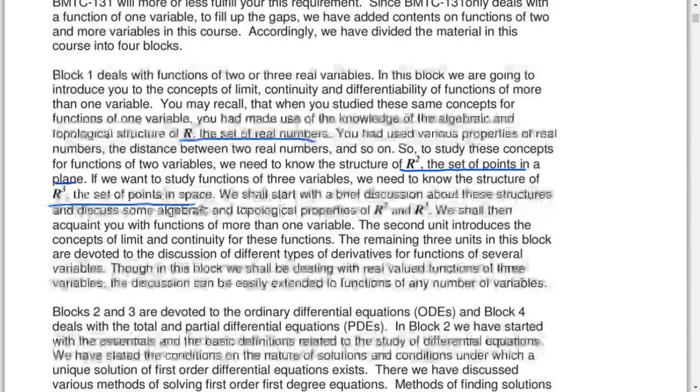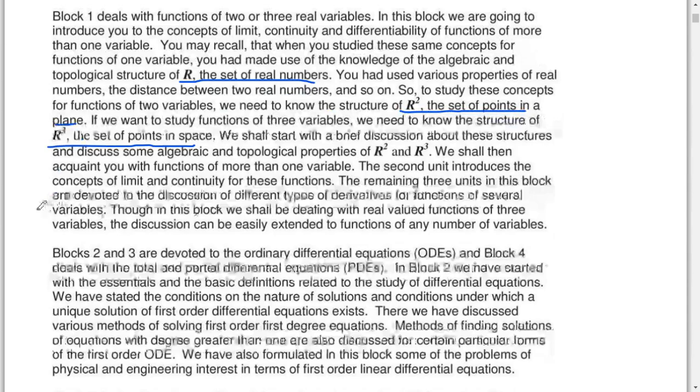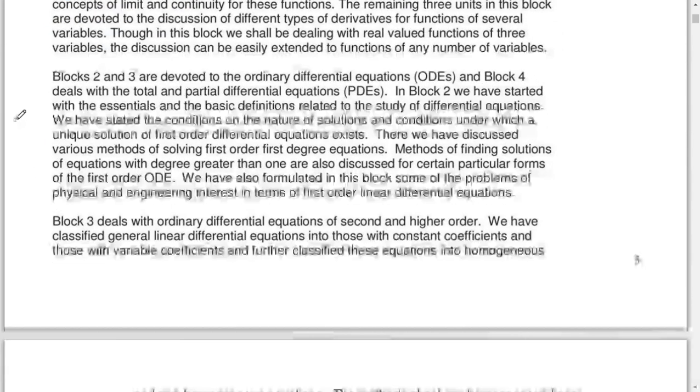The remaining 3 units in this block are devoted to the discussions of different types of derivatives for functions of several variables, though in this block we shall be dealing with real valued functions of three variables. The discussion can be easily extended to functions of any number of variables. Blocks 2 and 3 are devoted to the ordinary differential equations, ODEs, and Block 4 deals with the total and partial differential equations, PDEs.